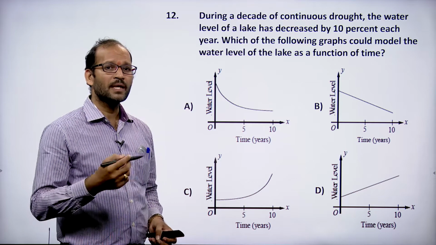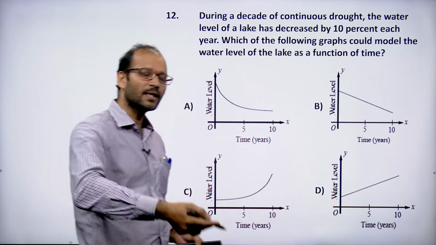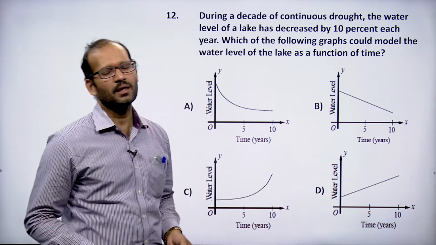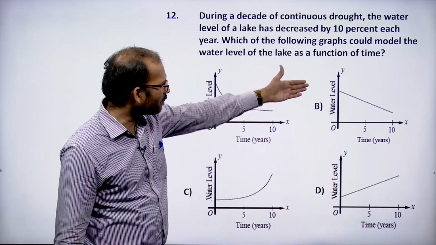Why? Because every year, whatever level is present, 10% of it is reducing. So it is exponential decay. So we should go for exponential, and we can eliminate B and C.